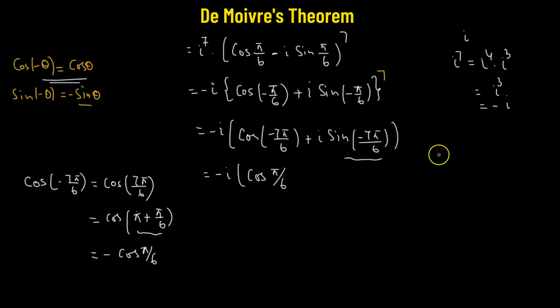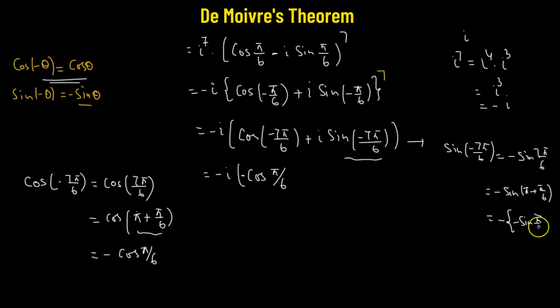Now coming to this other one, here we have sine of negative 7 pi over 6, and this is equal to negative of sine 7 pi over 6. So here we have negative of sine of pi plus pi over 6, which will be equal to negative of negative sine pi over 6, which gives us the value sine pi over 6. So this is positive. So we have positive iota times sine pi over 6.